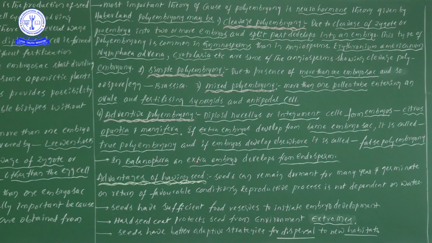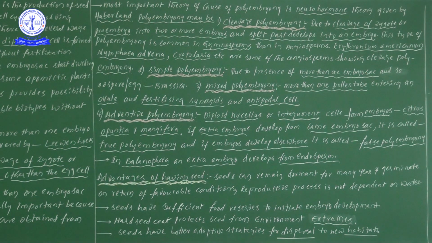Next one is separate information. If extra embryos develop from the same embryo sac, once you see: from an embryo sac normally one embryo is expected, but if extra embryos come from the same embryo sac, we take that as true polyembryony. True polyembryony is when we observe more than one embryo formation from one embryo sac.